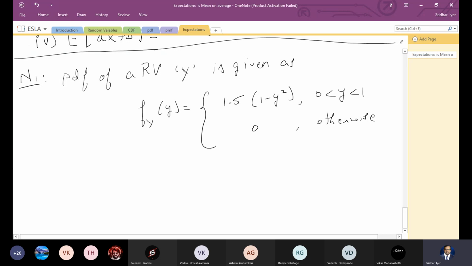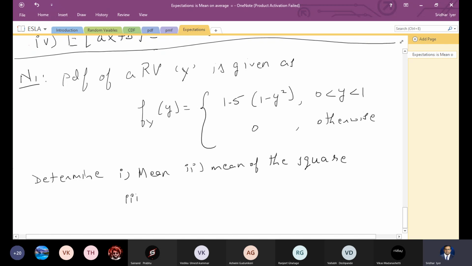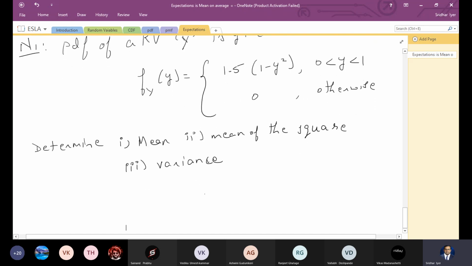And the question is, determine one, mean. Second, mean of the square. Third, variance. So these are the three values which we need to find. Okay, so let's look at each part one by one.